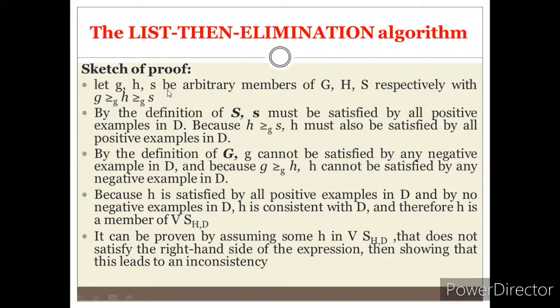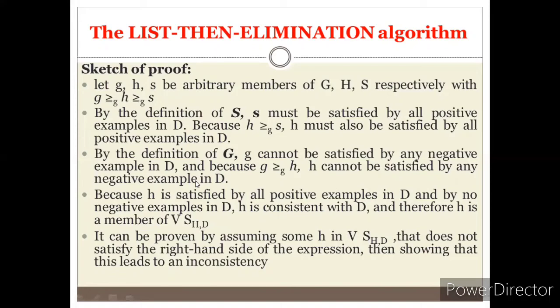Let g, h, s be arbitrary members of the general boundary, the hypothesis space, and the specific boundary respectively, with the condition that g is greater than or equal to h, which is greater than or equal to s. By the definition of specific, s must be satisfied by all the positive examples in D. Since h is more general than s, h must also be satisfied by all the positive examples in D. By definition, g cannot be satisfied by any negative example in D, because g is greater than h, so h cannot be satisfied by any negative example either.